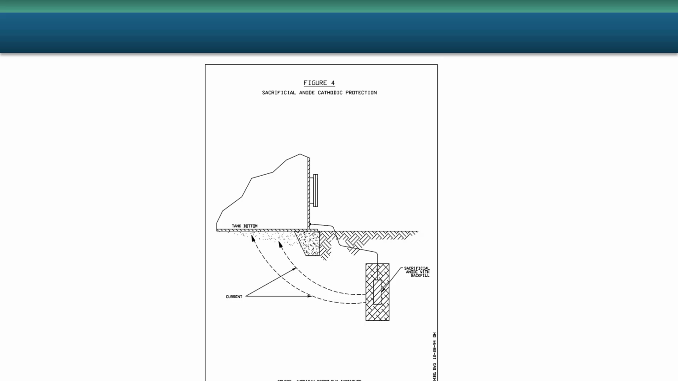Here's just a picture of a sacrificial anode cathodic protection system. Usually a hole is bored in the ground and proper engineered backfill or coke is used, and then the mixed metal oxides or carbon zinc based anodes are put in, and it protects the bottom. This is only going to work on a fairly small diameter tank though, because you have the IR drop, the resistance of the ground.